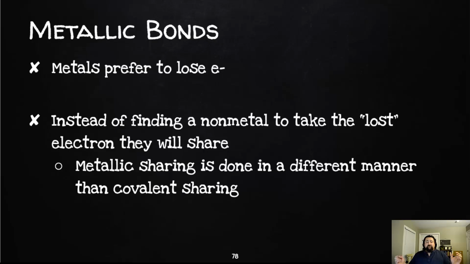In covalent, they're sharing because each one is pulling those electrons away, and they're kind of tussling over, but sharing them both at the same time. In metals, everyone wants to give them away, and so they also share it, but they share it in a bit of a different model.